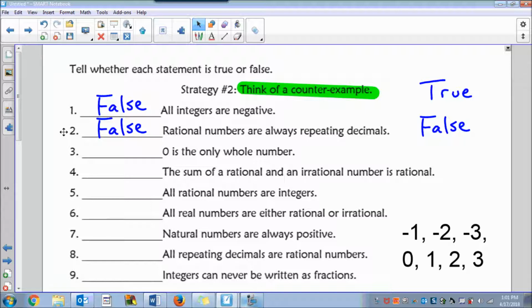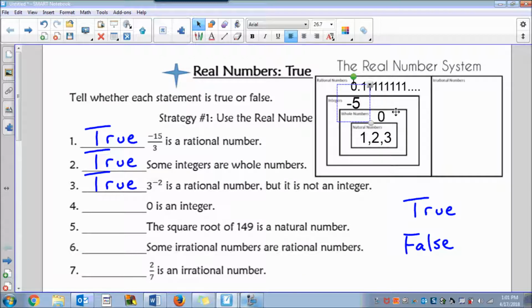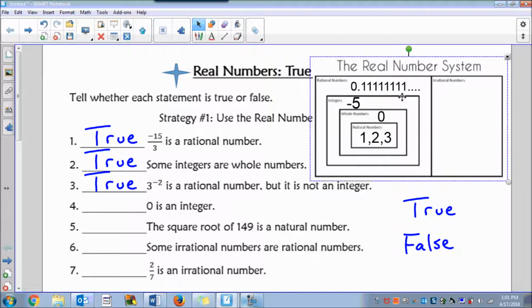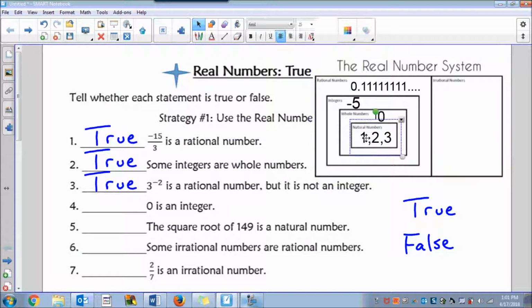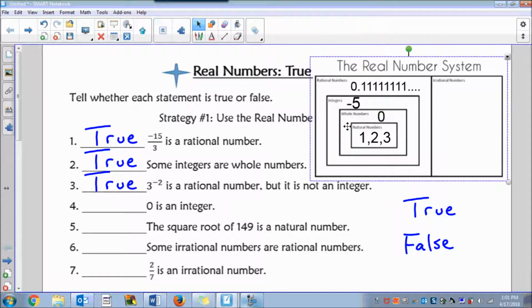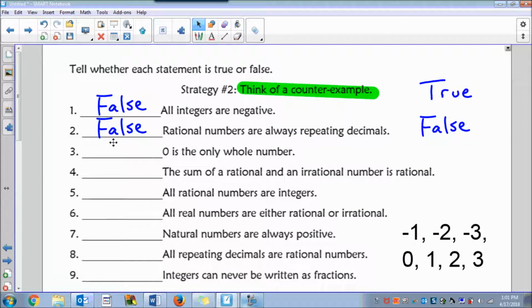0 is the only whole number. This is a misleading one. 0 is the only number that will go into this group, into the whole numbers group, but it's not the only whole number. 0, 1, 2, 3, 4, going on forever, those are also whole numbers. The positive numbers that don't have decimals are natural. That's the best spot for them. But since they're in the natural numbers, they're also a part of the whole number group. So that's false. 0 is not the only whole number. It's the best example of a whole number, but it's not the only one.